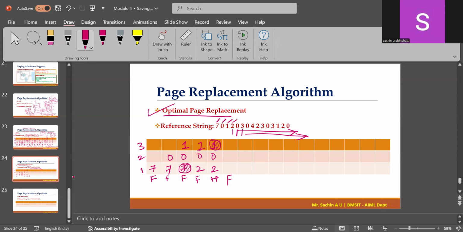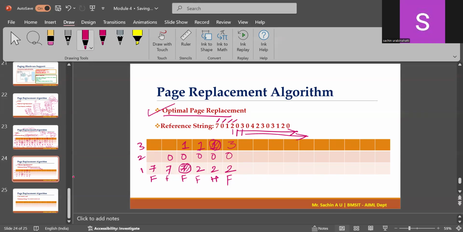Why will I replace 1? Because after 3, 0 and 2 are used in the very near future, so I will retain them. And 1 is used in the very far future, so I will replace that 1 with 3. So 3 is placed in the place of 1.